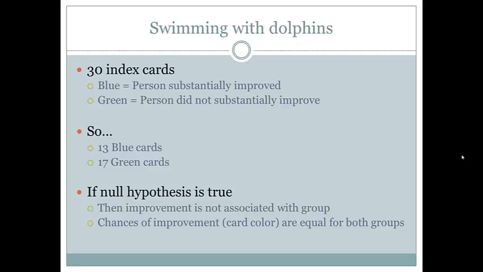Now, if the null hypothesis is true, then the improvement is not associated with the group you're in, whether or not you swam with dolphins. Stated in terms of the simulation, your chances of improvement, that is the card color, are the same in both groups. So how can we simulate this?